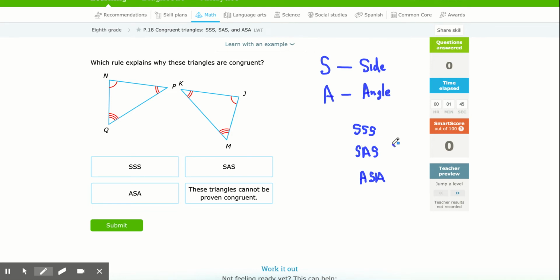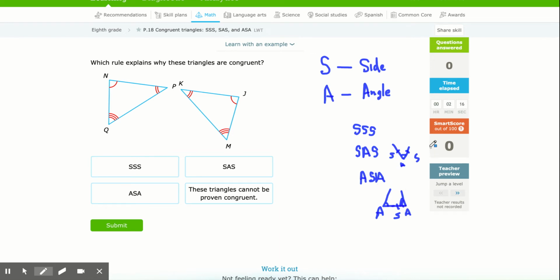In other words, we're going to have a side of a triangle and another side of a triangle and the angle that's formed in between them. That would be side, angle, side. And then angle, side, angle means we have an angle, and then we're going to have a side, and then we're going to have another angle. And that will usually have two arcs in it. So we have an angle, a side, and an angle.